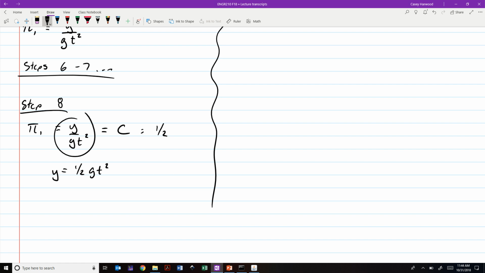What you can do is you could say that y over t squared is equal to g times c. Okay? You can measure that. You could measure that quantity. And now you have a value of g times c.